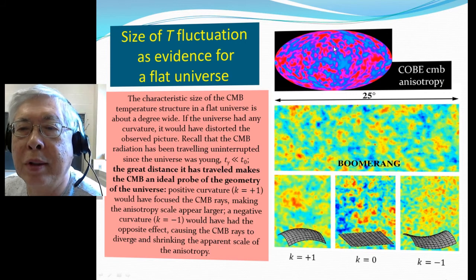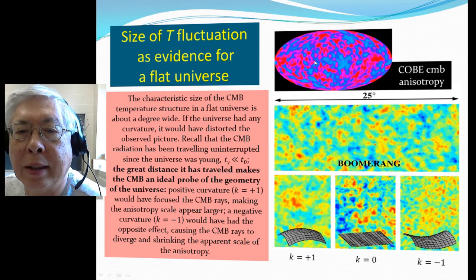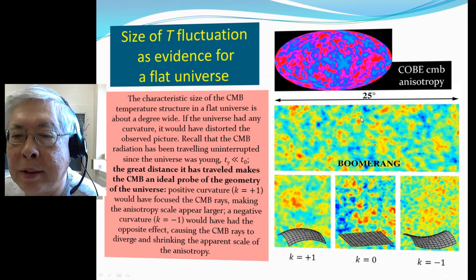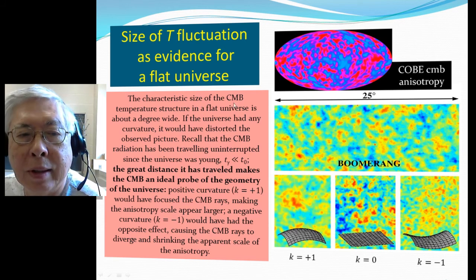Here is a picture of the COBE CMB anisotropy, and here the Boomerang. You see that the resolution is much less than one degree. That's important because the characteristic size of CMB temperature fluctuation in a flat universe is about a degree wide. So if you want to see this, you have to have a resolution better than a degree. If the universe had any curvature, it would have distorted the observed picture.